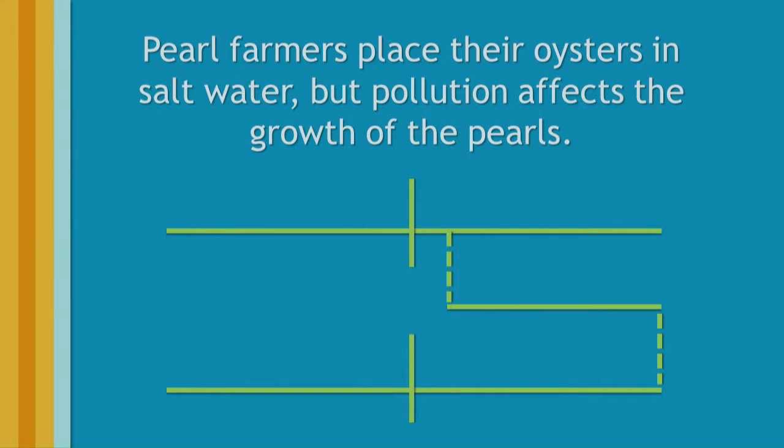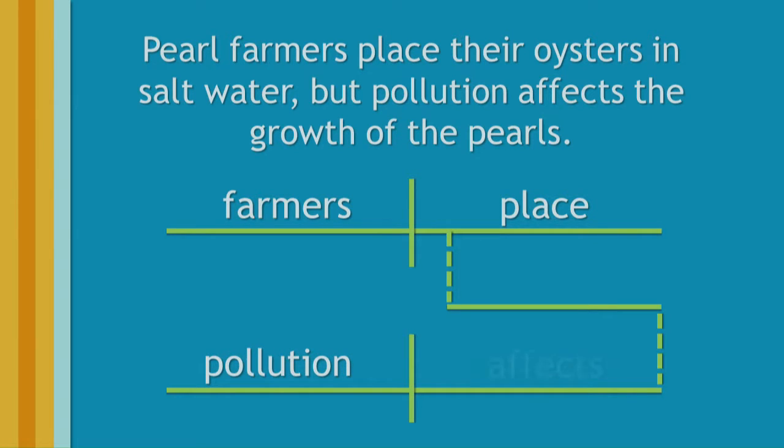Let's take a moment and diagram these two sentences to see how the parts work. Pearl farmers place their oysters in salt water, but pollution affects the growth of the pearls. Now we're going to put the first sentence, farmers place, simple subject, simple predicate. Let's diagram the simple subject and simple predicate of the second sentence. Pollution affects. Now notice that parallel line in between the main parallel lines, and that is where we're going to put the coordinating conjunction.